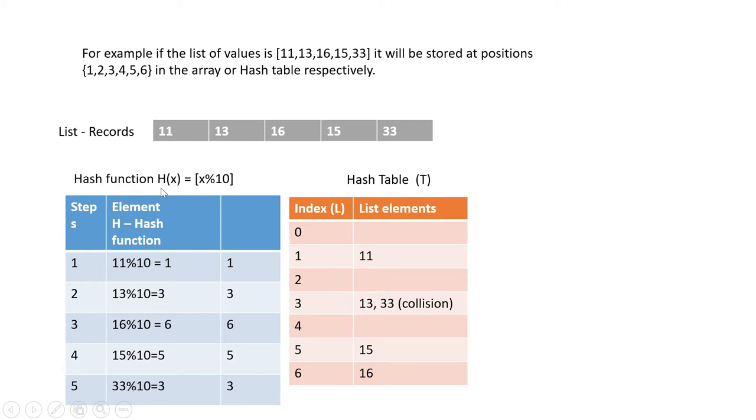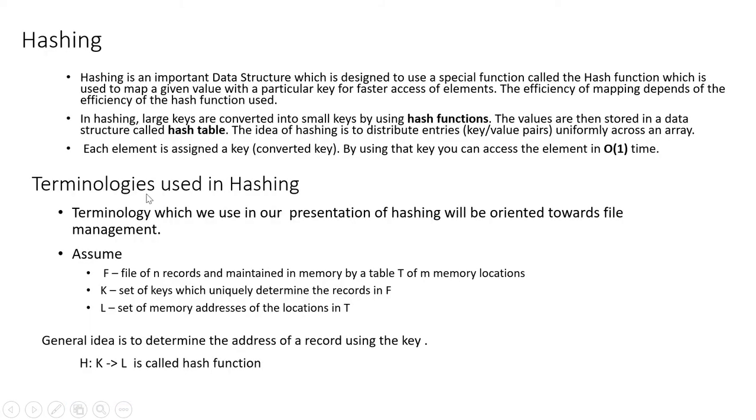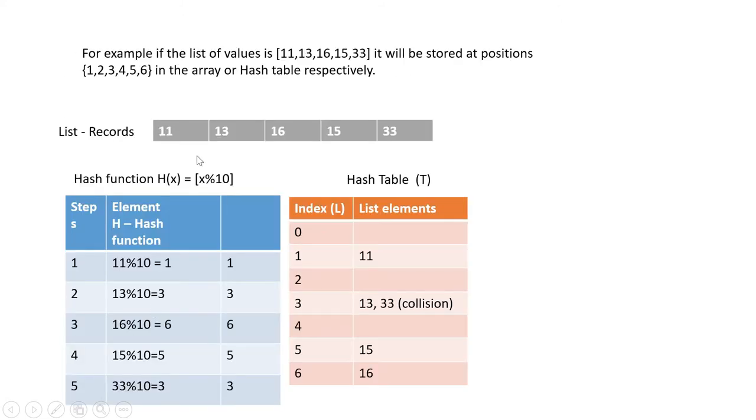So your hashing function is h of x. In the previous slide you saw what is h. H is a hashing function, K is a key, so here x is the key. Now what is our function here? x modulus 10. If you get a remainder, that remainder will be the location of 11. So let's work on the first record, 11. Apply the hashing function, 11 modulus 10. The remainder is 1. So this 11 should be stored in which location? First location.